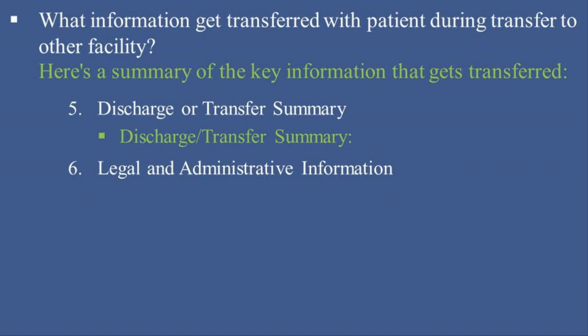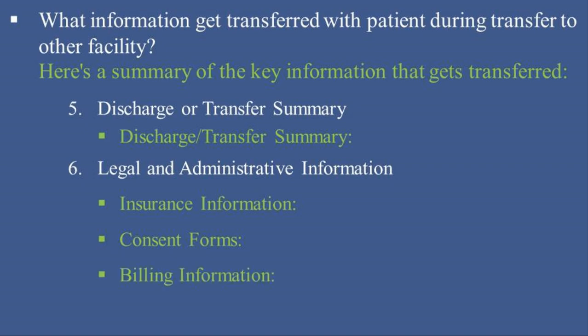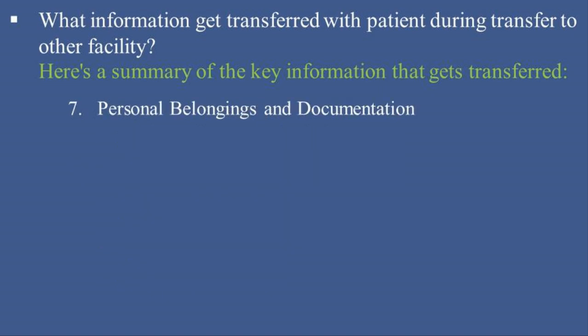6. Legal and administrative information. Insurance information. Details about the patient's insurance coverage, including primary and secondary insurers, policy numbers, and authorization for transfer. Consent forms. Copies of signed consent forms for the transfer and any procedures that were performed at the current facility. Billing information. Billing and financial information related to the patient's care at the current facility.